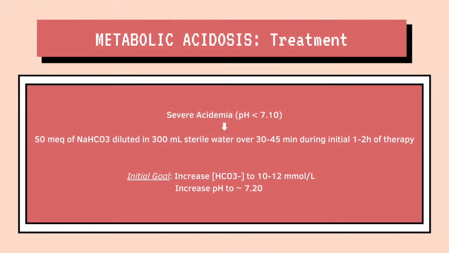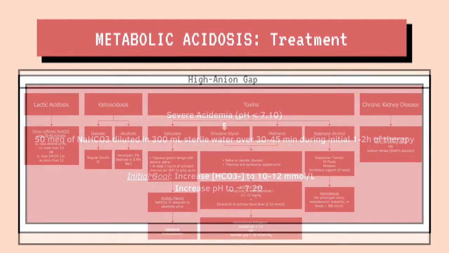Generally, metabolic acidosis, specifically with a pH of less than 7.10, is managed with IV administration of 50 mg of sodium bicarbonate diluted in 300 ml of sterile water over 30 to 45 minutes during the initial 1 to 2 hours of therapy. This requires careful monitoring of plasma electrolytes, specifically potassium. Initial goal for this is to increase the bicarbonate levels to 10 to 12 mmol per liter and pH to approximately 7.20.